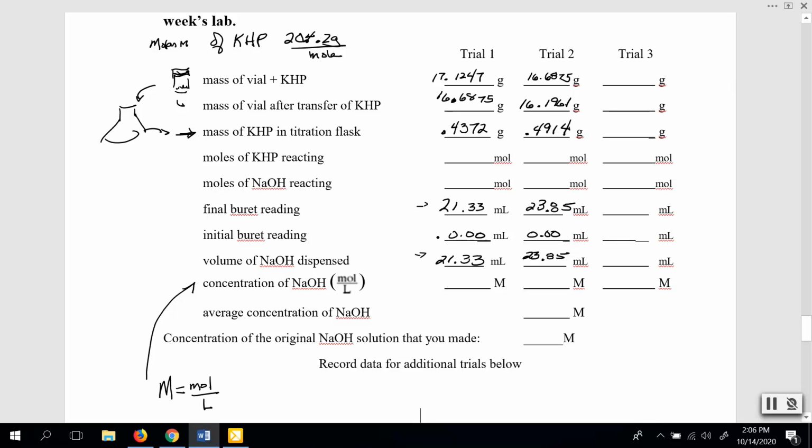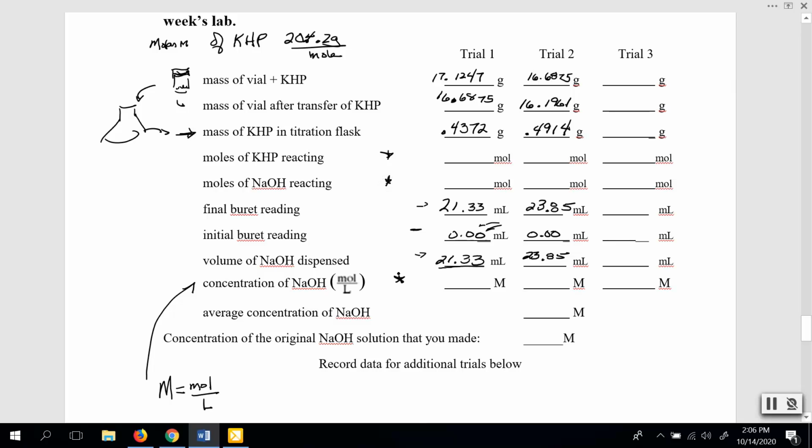He started with his burette at 0.00 milliliters. Notice 2 decimal places, or you lose points for sig figs. And his solution turned a baby pale pink at 21.33 milliliters. So his total, since his initial was 0, his volume of NaOH dispensed was also 21.33 milliliters. So let's figure out these things that we didn't actually measure.